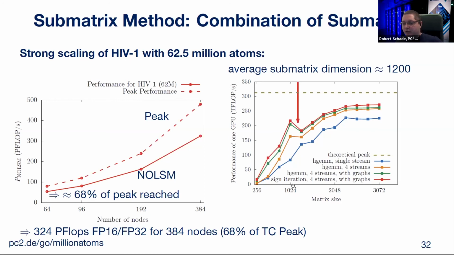You can also see from the previously mentioned performance graph for matrix multiplications where these about 68% come from. Namely, in this example, we have submatrix dimensions of about 1,200 on average, which is indicated here by the red line, which shows you that we get about 200 teraflops per GPU, which is about 2/3 of the peak performance here of 300 teraflops.